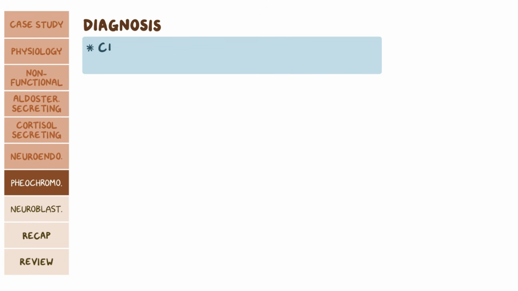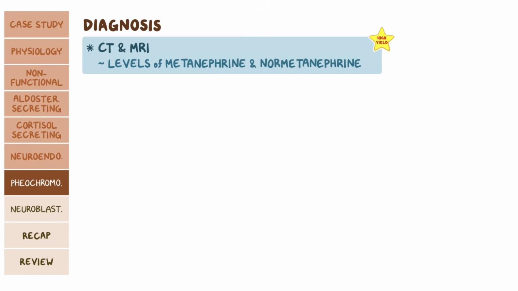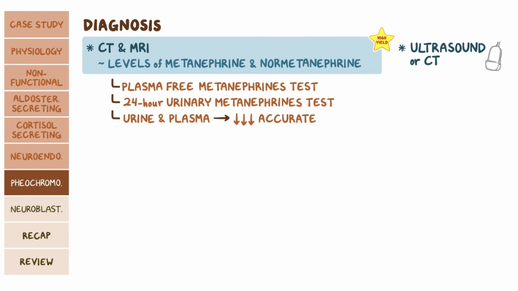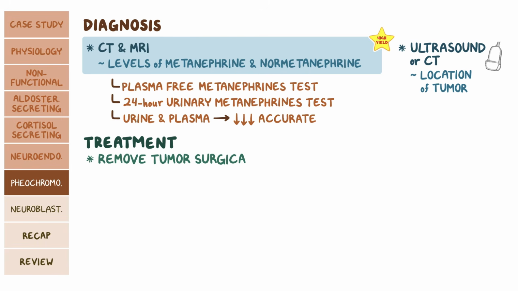Diagnosis is made by CT and MRI and by checking the levels of two hormones, metanephrine and normetanephrine, which are compounds that come from the degradation of catecholamines in the blood and in the urine. This can be done by either a plasma-free metanephrines test or by a 24-hour urinary metanephrines test. Catecholamine levels can also be measured in the urine and plasma, although these methods are less accurate. Once we know there's a pheochromocytoma, an ultrasound or a CT scan can be used to look for the location of the tumor. For treatment, the goal is to remove the tumor surgically.